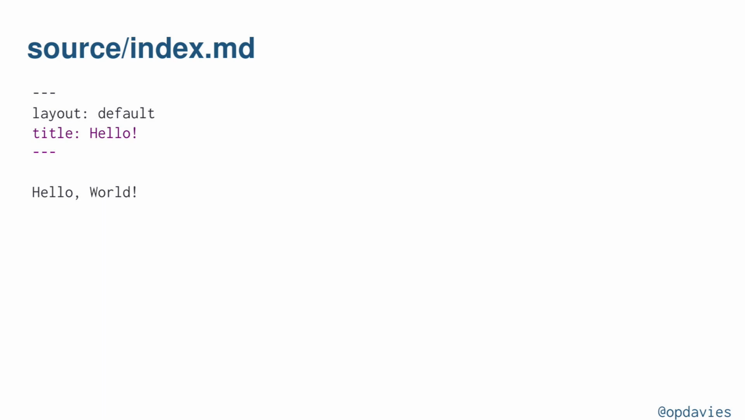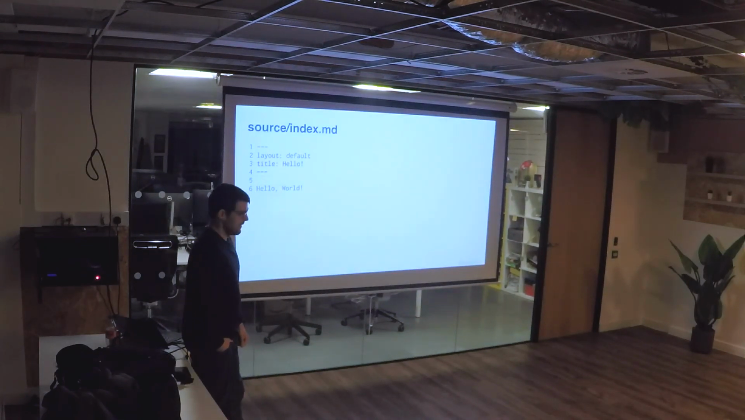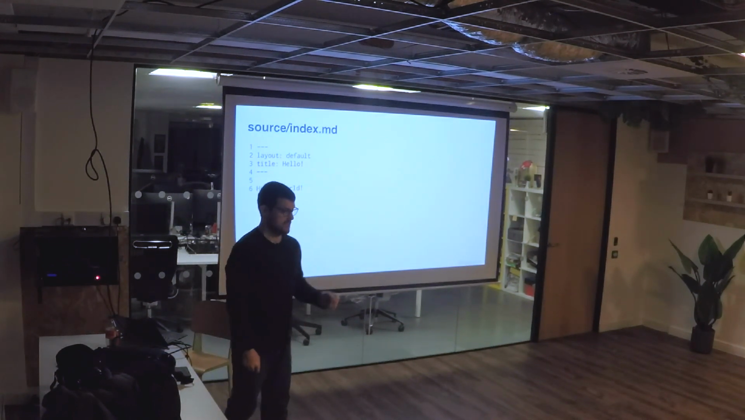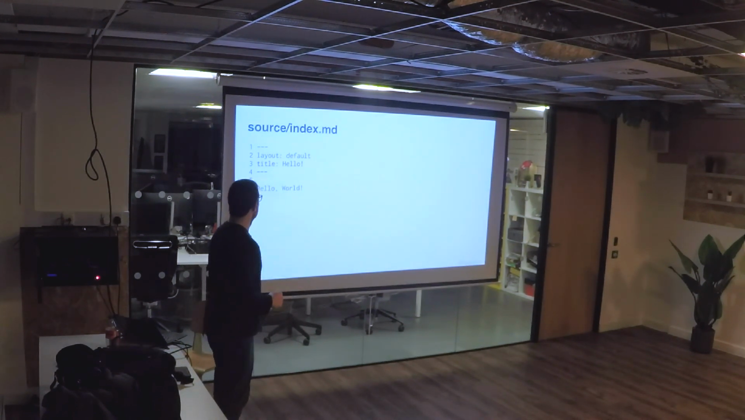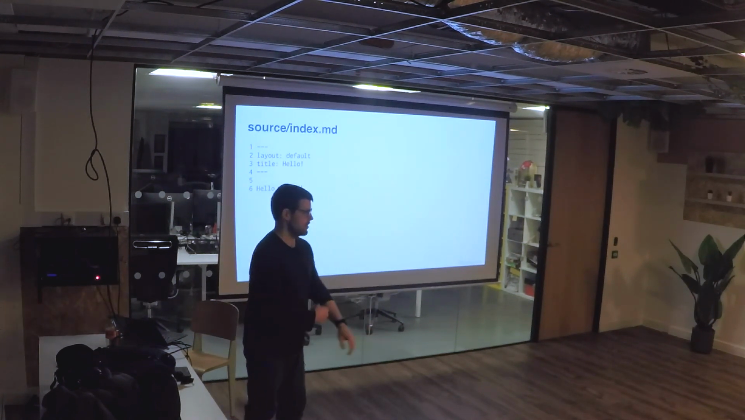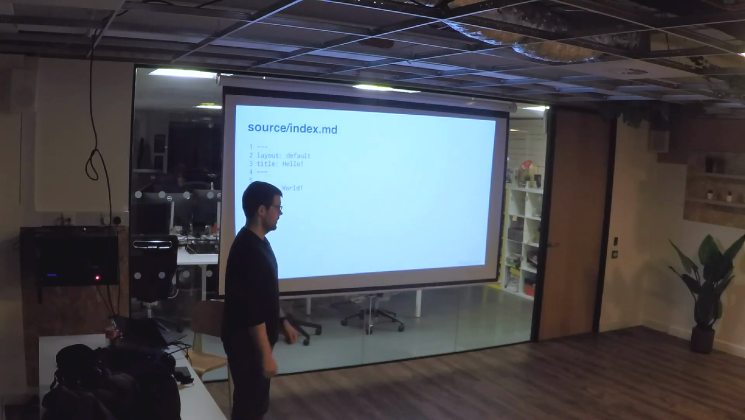So here's an example of a file. So source index.md, so it's a Markdown file. And on the top of the file, we've got this YAML front matter block at the top. So it starts with 3 lines and ends with 3 lines. And that's where our sort of metadata lives. And if you've used other site generators like Jekyll and Hugo and some others, this will look quite familiar.